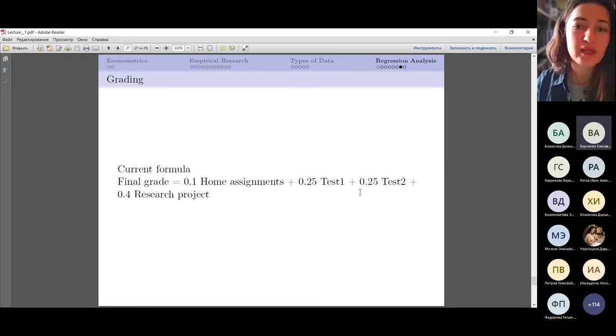Also, we have one more test close to the end of this course, and this test will be only on the Stata outputs. And what is more important, during this course you need to conduct a research project.